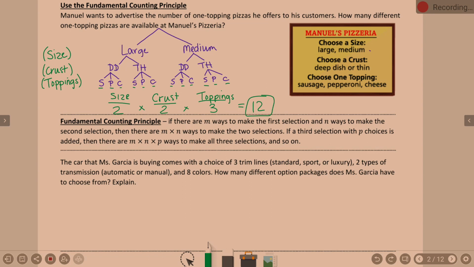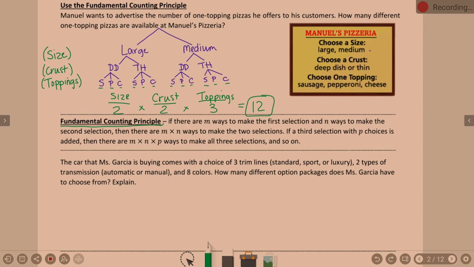Okay. Fundamental counting principle. This is the official way to say what we just did. If there are m ways to make the first selection and n ways to make the second selection, there are m times n ways to make the 2 selections. Or if there's a third selection with p choices added, then there are m times n times p ways to make all 3 selections, and so on. So however many choices you have to make, multiplying those selections is what we call the fundamental counting principle. Okay, you've probably used it. Whether you knew what it was called is a whole different story.